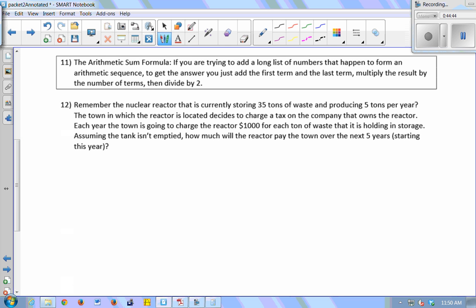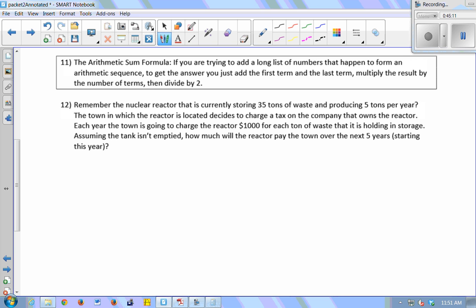All right, so let's think about this nuclear reactor again. It's currently storing 35 tons of waste and producing 5 tons per year. The town in which the nuclear reactor is located decides that they're going to charge a tax on the company that owns that reactor. And each year the town is going to charge the reactor $1,000 for each ton of waste that it is currently holding.